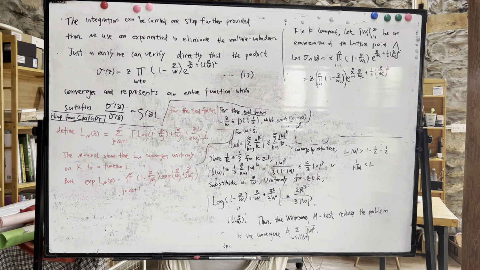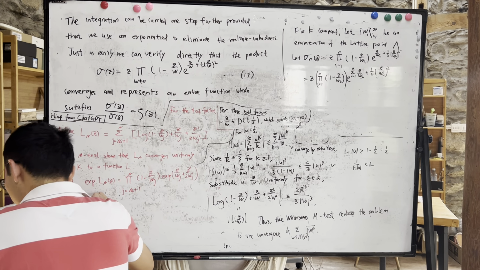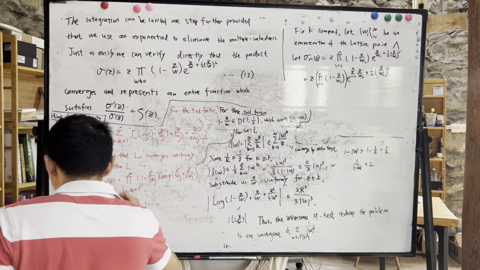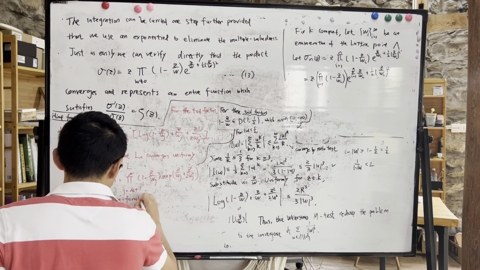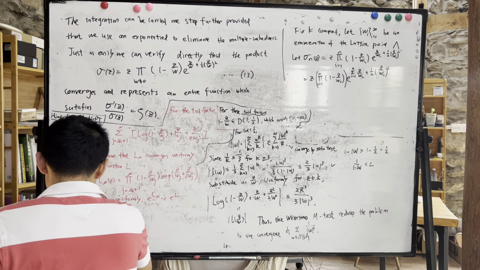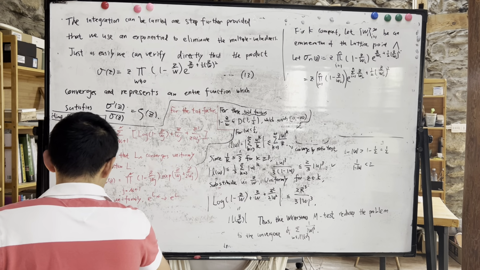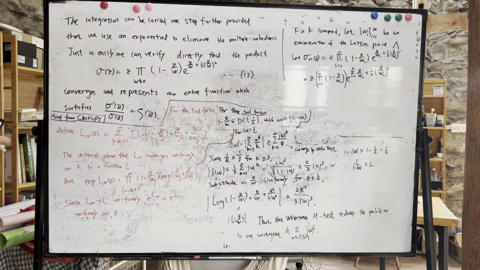And then what happens? Let's see. Okay, so since we have L_N converges to L uniformly, we have that e to the L_N converges to e to the L uniformly on K. Okay, so I'll show this part next time.